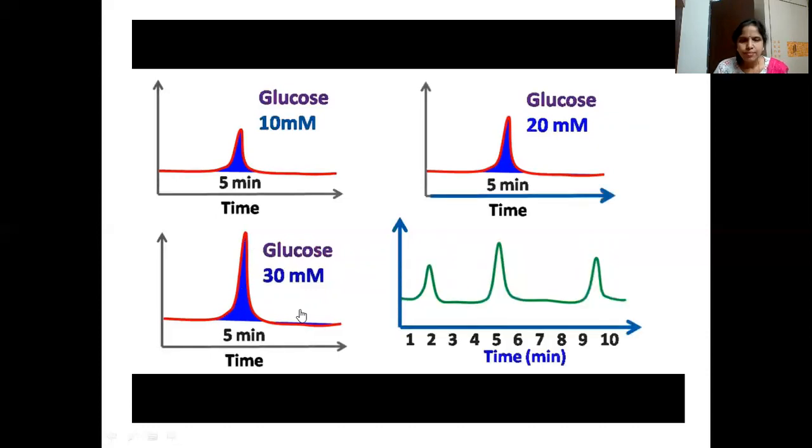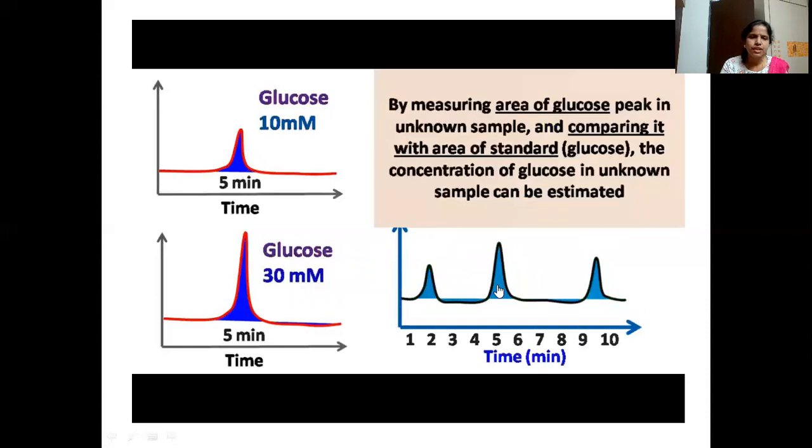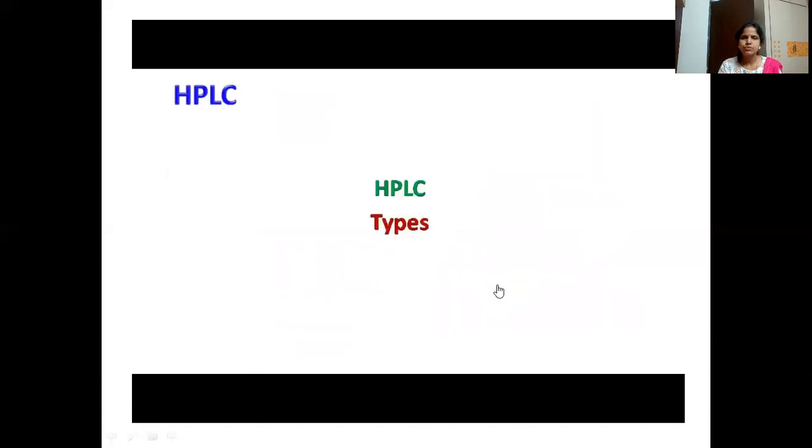Now, if an unknown sample is there and we get such a peak at 5 minutes, that is glucose, and the area under this we have to compare with that of the standard. So with the standard values of glucose, you can find the area also.